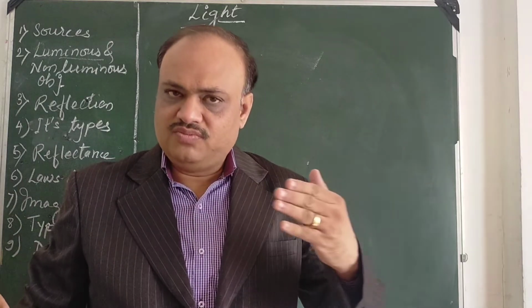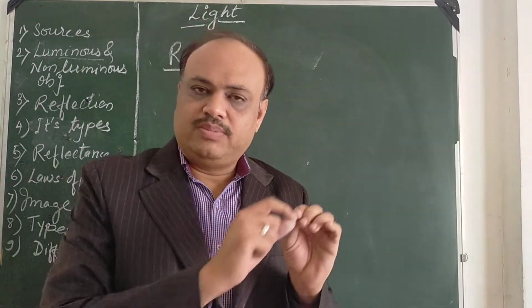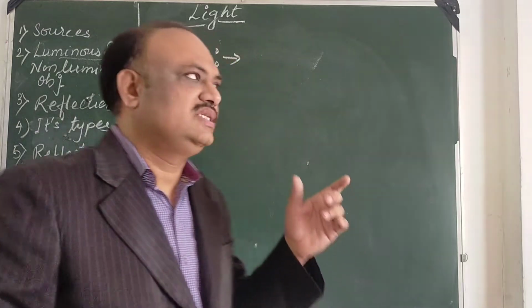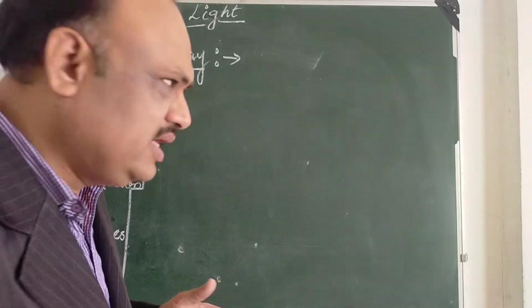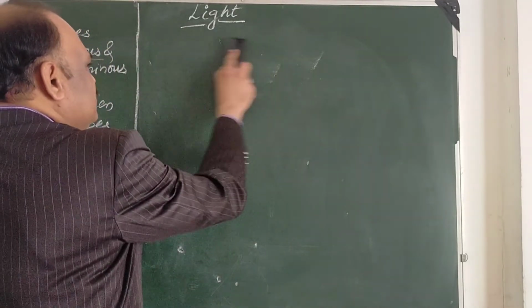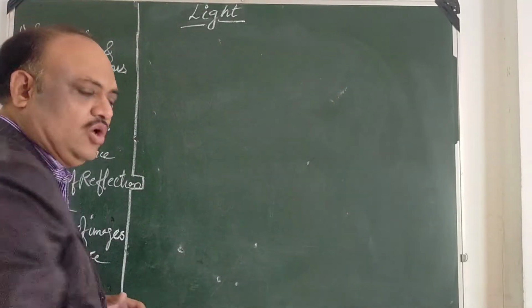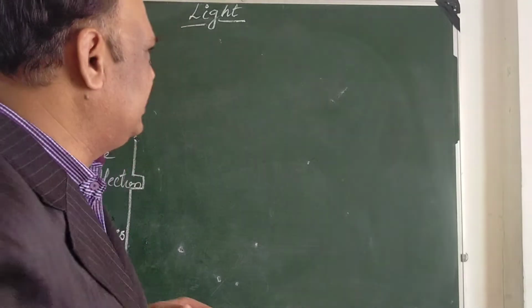Light travels from one place to another place. The path which it follows is known as the ray of light. So this is a very simple term, ray. And with the help of these rays, we are able to draw the diagrams in optics, and that is why it has importance.